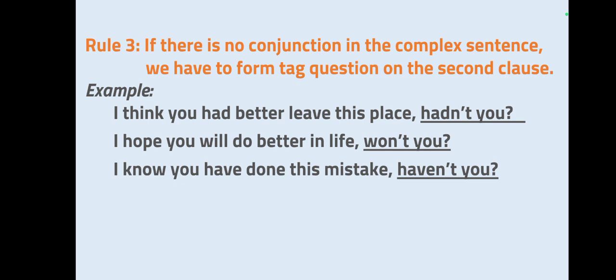See the third example: I know you have done this mistake, haven't you? This is also an example of a complex sentence, and here also we find that there is no conjunction between the main clause and the subordinate clause. Hence, the tag question is formed on the second clause, that is, you have done this mistake.